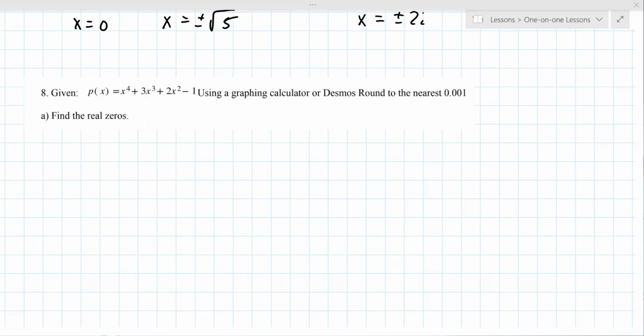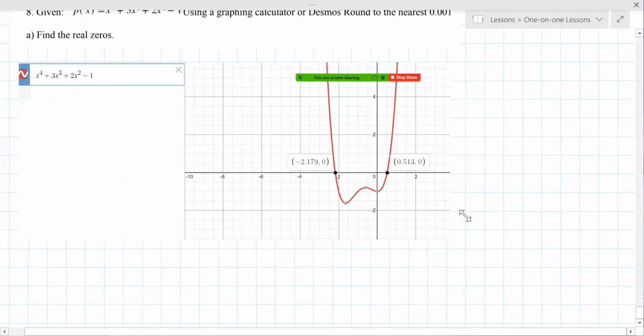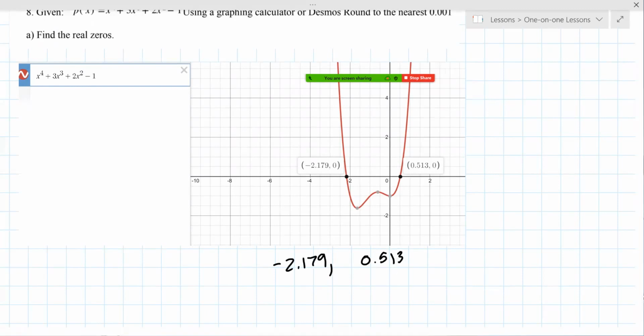All right, so this one, snipping in. Okay, I'm gonna make it slightly smaller. So it says round to the nearest thousandth. It's already done here for you. So your instructor is looking for minus 2.179, comma 0.513. And that's it for that part.